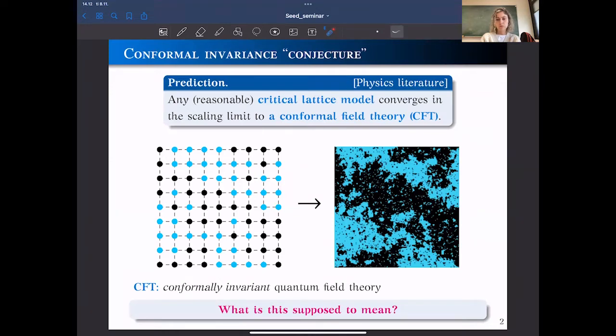If we look at special models, which are called critical, let's just say we focus on them here. Maybe you know them already, maybe not, it doesn't matter. We expect to have a conformally invariant quantum field theory, so conformal field theory in the limit. But then what does it even mean?